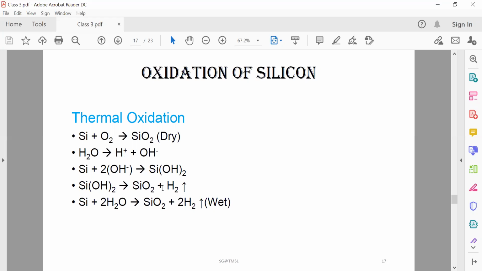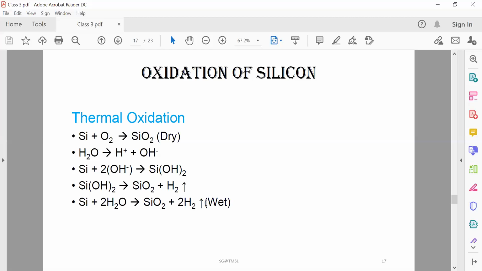Okay, this H2 will evolve, and this will leave certain pores. Because you see, with H2O, silicon plus 2H2O gives silicon dioxide plus 2H2 using wet oxidation. So the total reaction is silicon plus 2H2O gives you silicon dioxide plus 2H2. This will evolve, and after evolving, it creates some pores. Because if H2O molecules are there, obviously hydrogen gas has to evolve from the surface.